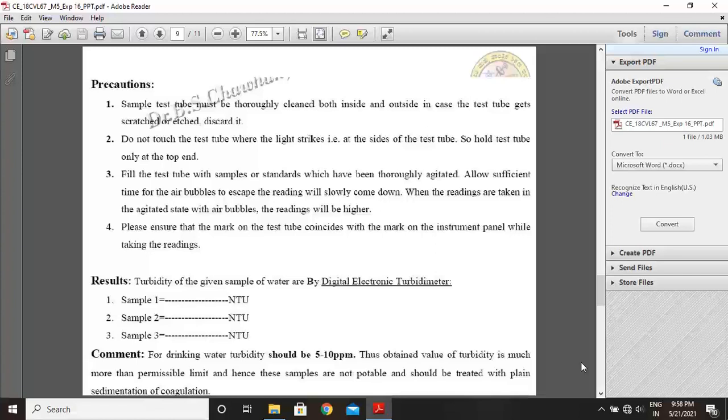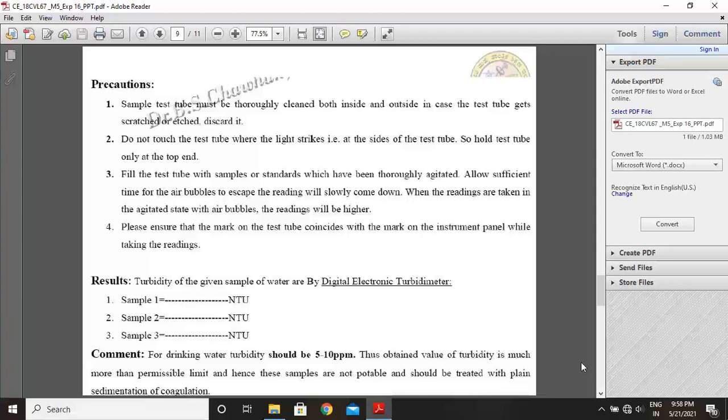First precaution: the sample test tube must be thoroughly cleaned both inside and outside. In case the test tube gets scratched or etched, discard it. Second precaution: do not touch the test tube where the light strikes, that is the sides of the test tube. Hold the test tube only at the top end.